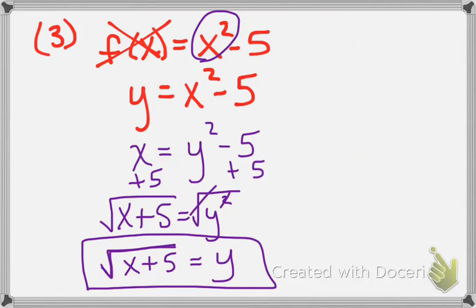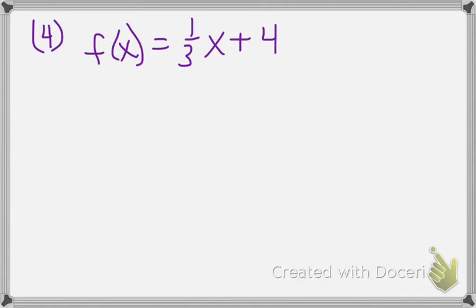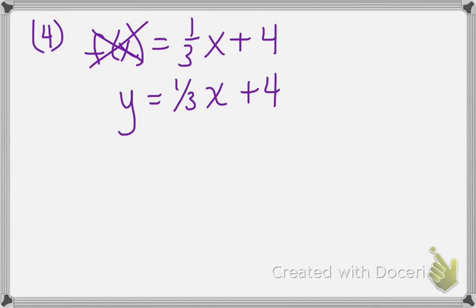Number 4. One more inverse problem. The only difference in this problem from number 1 is just that this one has a fraction. And sometimes fractions confuse people. So we're going to change the f of x to a y. And then I'm going to switch the y with the x. And then I have to get y by itself. So I'm going to start by subtracting 4.